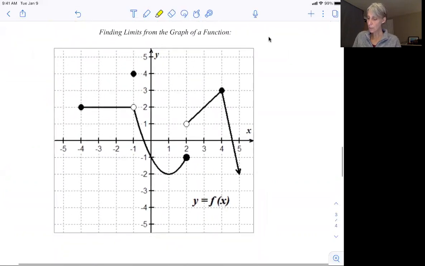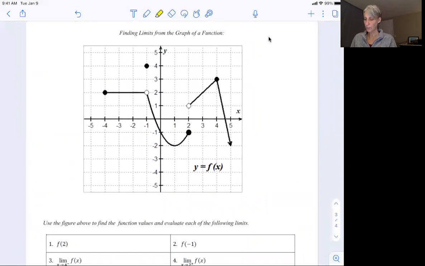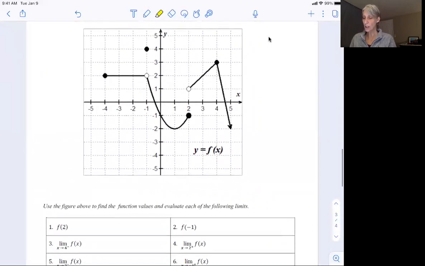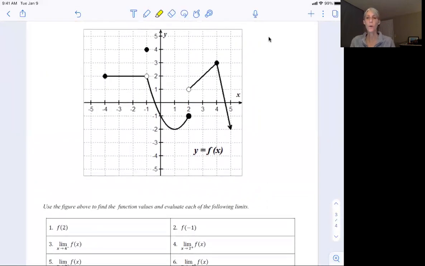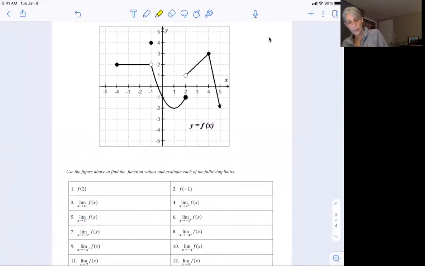So now we're going to take a look at finding limits from the graph of a function. And we want to mention here, notation is very important. We want to learn to read the math. So we need to know the difference between f of 2, a function value, and let's say the limit as x approaches 2. Okay, so that's what we're going to talk about in this next little section here. Use the figure above to find the function values and evaluate each of the following limits.